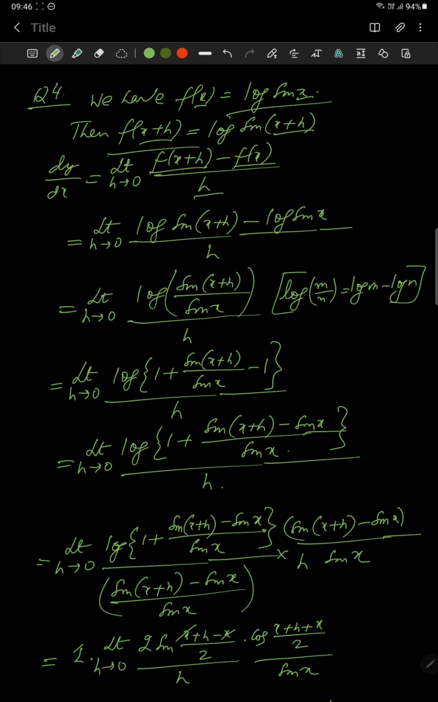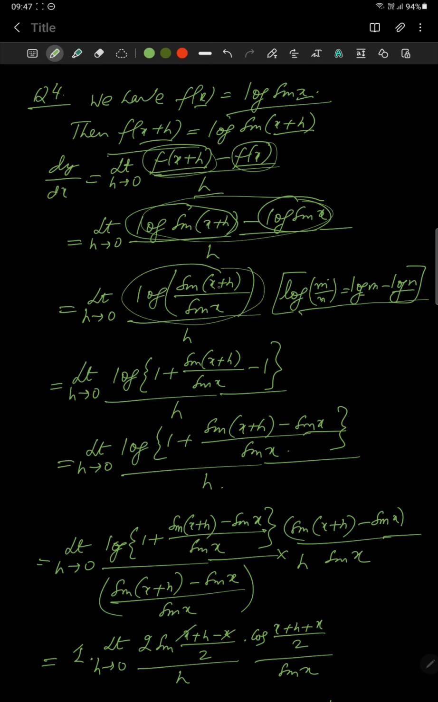h is the formula. So in place of f(x+h) we have written log of sin(x+h), and in place of f(x) we have written log of sin x. So finally, using this formula, that is log m by n is equal to log m minus log n, this whole thing can be written as log of sin(x+h) whole divided by sin x.